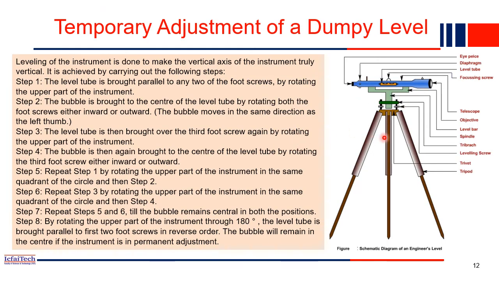This is the step by step explanation I have given here. Whatever I said is explained again here. Step one: the level tube is brought parallel to any two of the foot screws. You have the level screws, and the spirit level is there. Initially, the three legs form a triangle at the bottom. So first you keep the instrument parallel to two legs. If you take the top view, this is the first leg, this is another leg, and this is another leg. These are the three legs you will see.